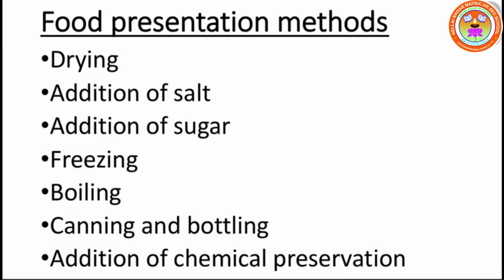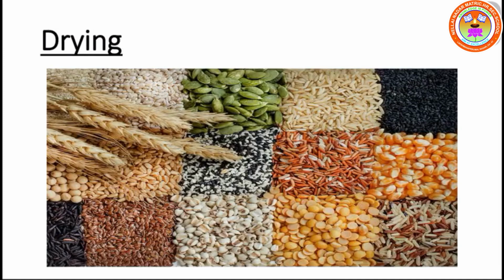The process of keeping the food materials for a long time without getting spoiled is called preservation of food. Food will be spoiled if it is not prepared, preserved and handled in the right way. There are many methods used to prevent decay and reduce the spoilage of food. Here shows the list of preservation methods. Drying, addition of salt, addition of sugar, freezing, boiling, canning and bottling, addition of chemical preservatives.